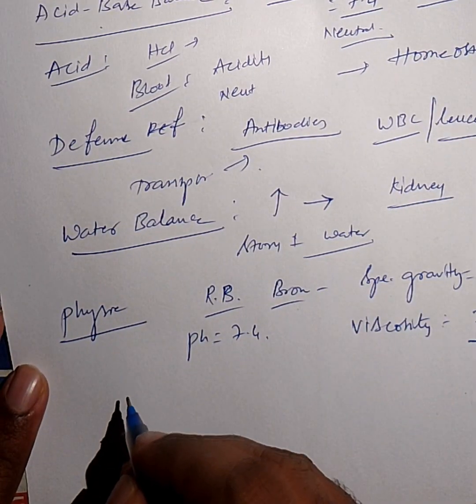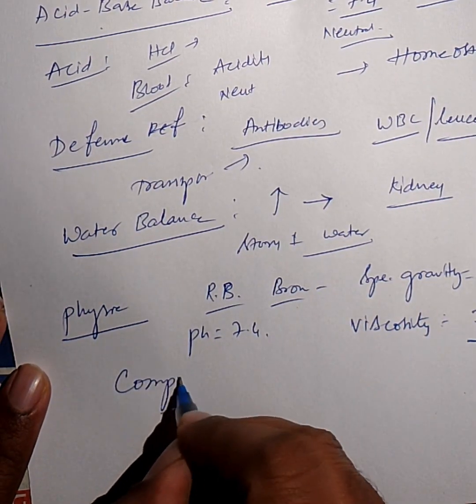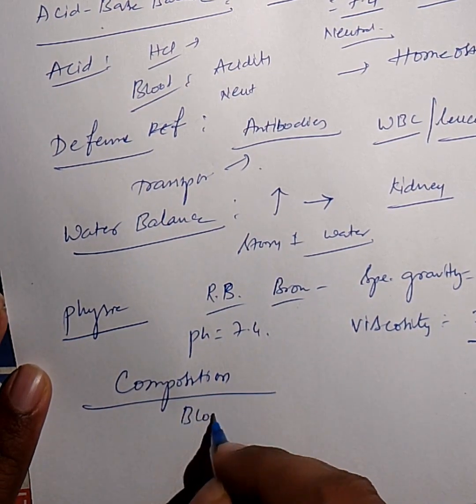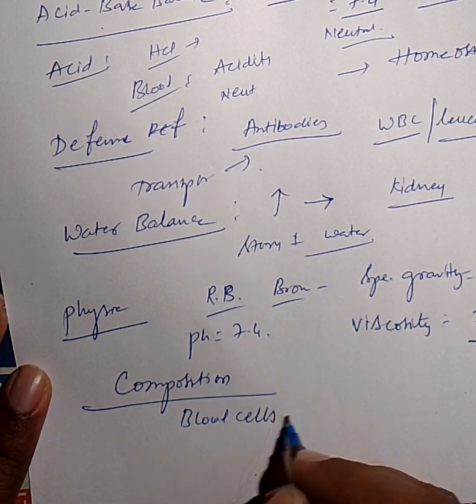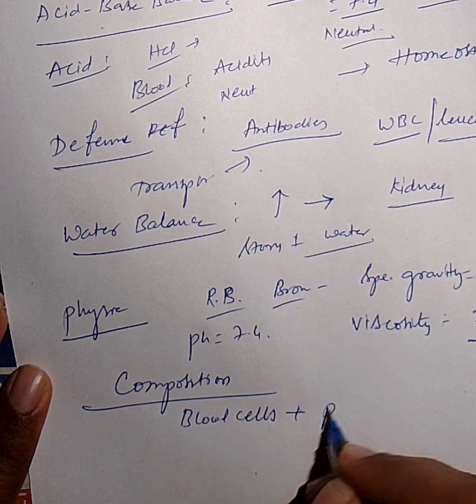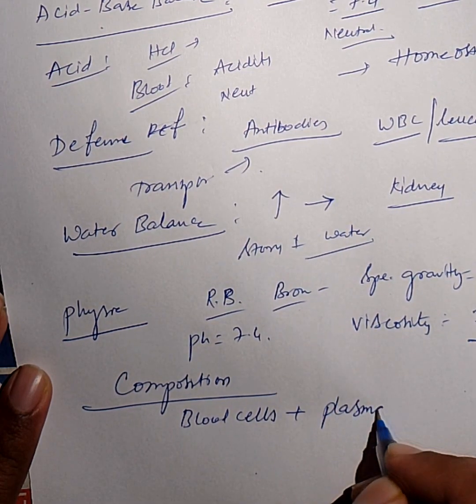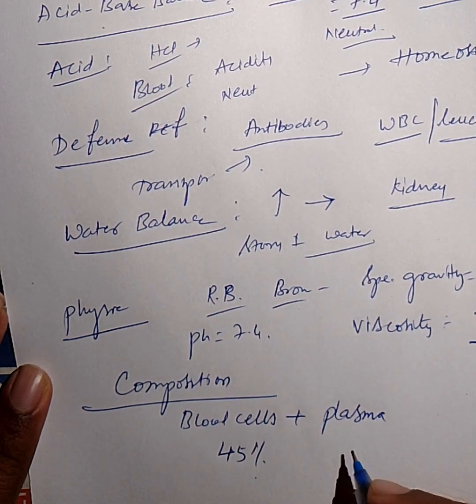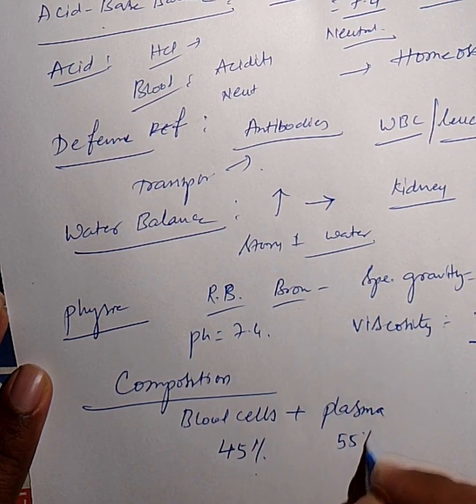Next, coming to the composition, blood is composed of blood cells and also plasma. Blood cells constitute about 45%, and plasma constitutes about 55%.